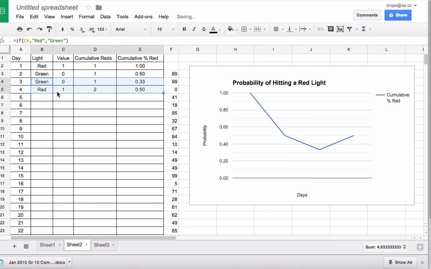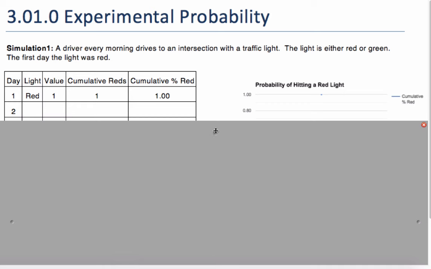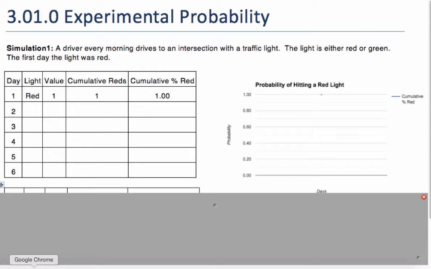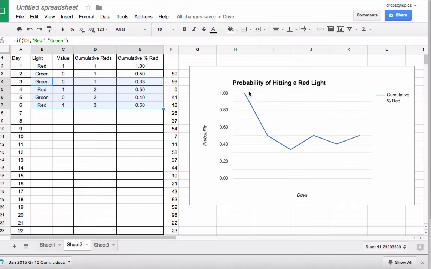And this time it's a red light. So my value is 1. The cumulative, I have 2 reds in total. And so of 4 days, I have 2 red lights, it's 50%. And now I'm back up to 50%. And I'm going to keep on dragging this down. And there is my 6 days that I can have for my total. I can see that the cumulative total at 6 days is 3, and so it's 50%. And that is what my table here can show. And as I move back and forth, I can see this graph goes up and down as it continues.